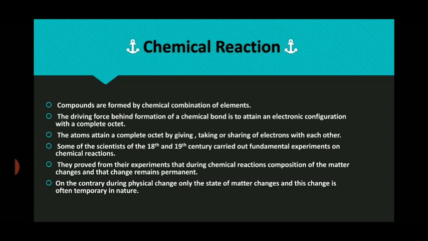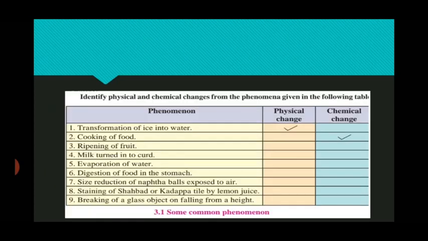The second is physical change, and in a physical change only the state changes. State means solid to liquid, liquid to gaseous state. For example, if we take ice and apply heat, it is converted into water. Solid changes into liquid. This change is known as physical change. Now here one table is given, and we have to identify which change is a physical change and which one is a chemical change.